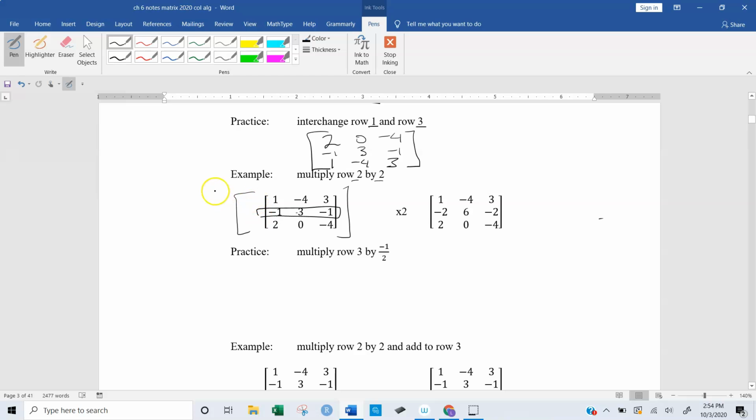I would like you to take this exact same matrix right here and multiply row 3 by -1/2. Okay, I hope you got that done well. So your first row did not change, 1, -4, 3. Your second row does not change. Your third row now becomes -1/2 times 2, -1, 0 still 0. -4 times -1/2 should have given you 2. All right, let's continue on here.